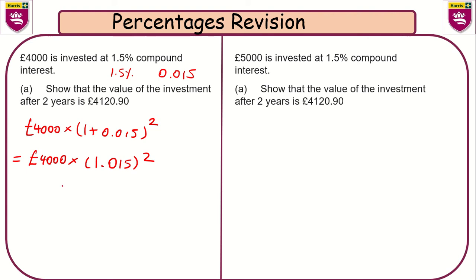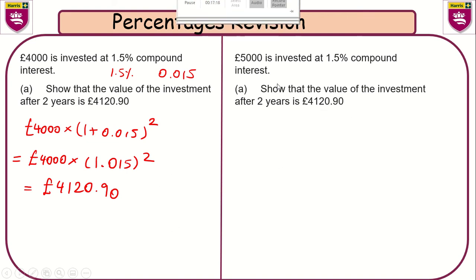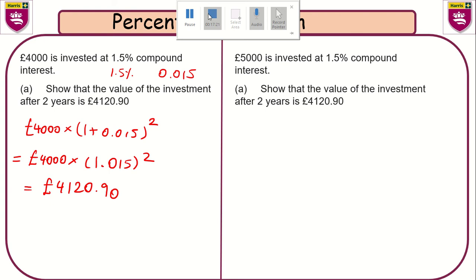So I have 4120.9, and I'm going to add the 0 next to it myself, and that will be my answer, and I will get marks for this. Now I'm going to pause it, and you guys are going to try and have a go at the next one.